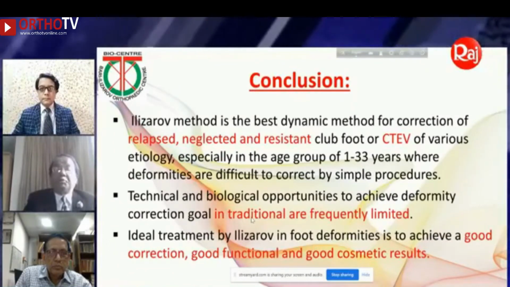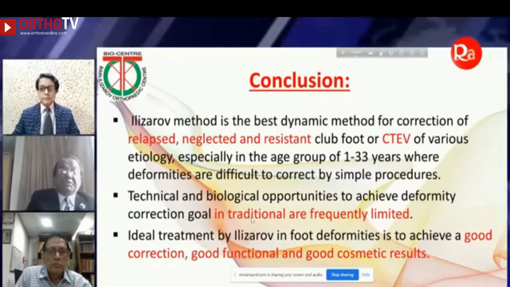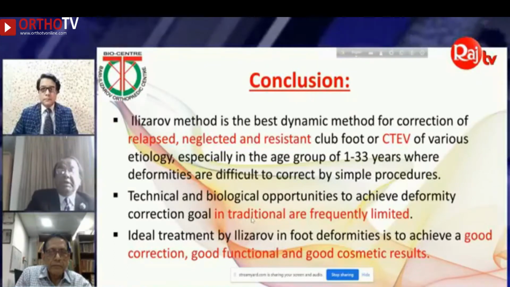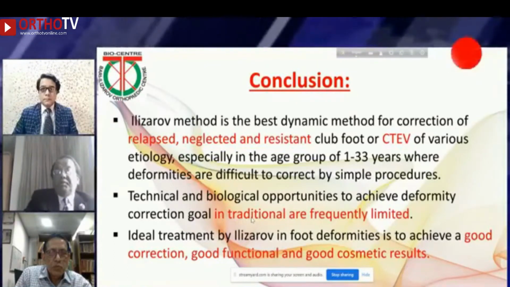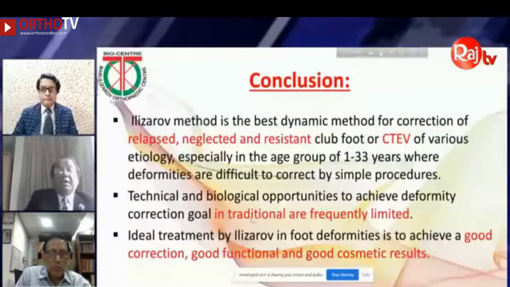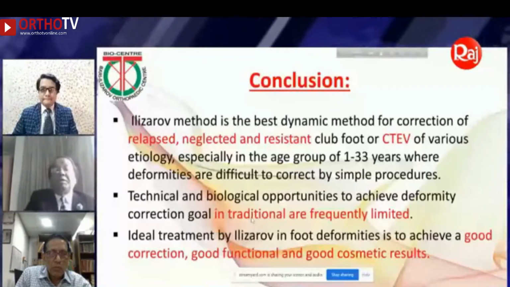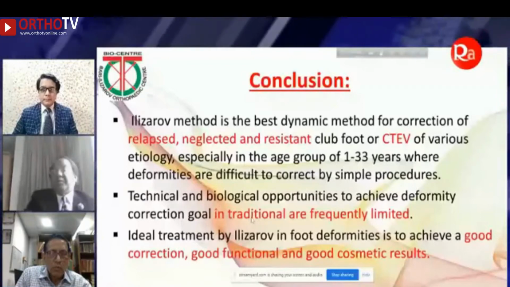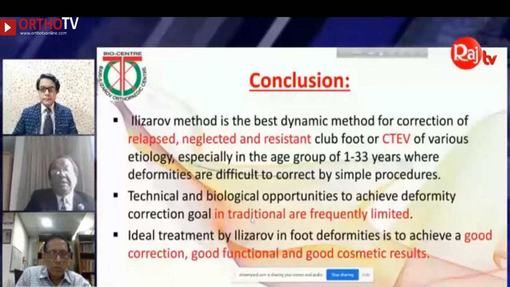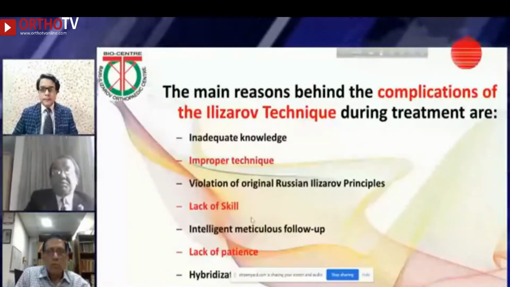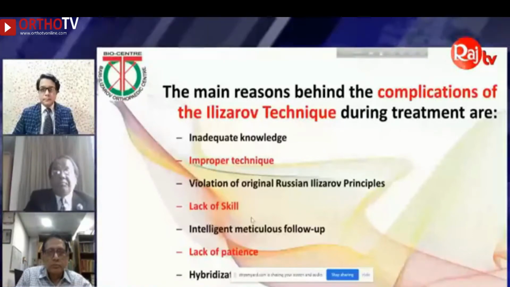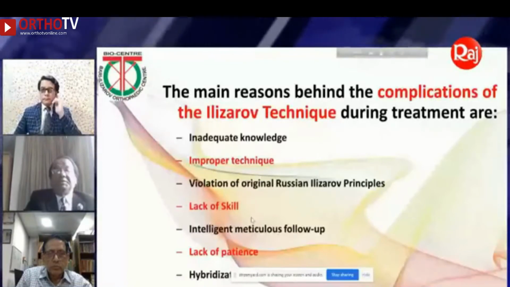Technical and biological opportunities to achieve deformity correction goal in traditional way, you can achieve a good correction, good functional, and good cosmetic results. And I always love to show this one also. Why are you getting complications by Ilizarov? Because if you violate the proper technique, the original Russian principle, lack of skill, meticulous, intelligent follow-up, lack of patience, and hybridizations.